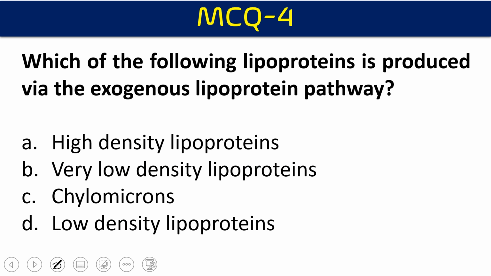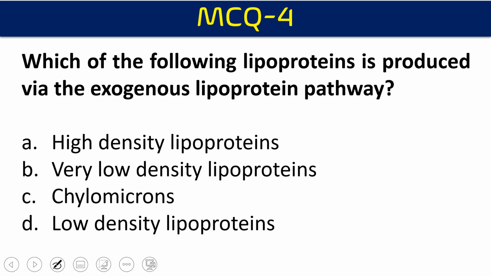Fourth question we are having: which of the following lipoproteins is produced via the exogenous lipoprotein pathway? Exogenous and endogenous, normally we are having two pathways. Exogenous is for all those lipids which normally we take through external sources like diet and supplements, which normally come to your intestine. And endogenous we normally synthesize in our body, so that will be in the liver. So the question is related to the exogenous lipoprotein pathway. So which lipoprotein is produced via the exogenous lipoprotein pathway?